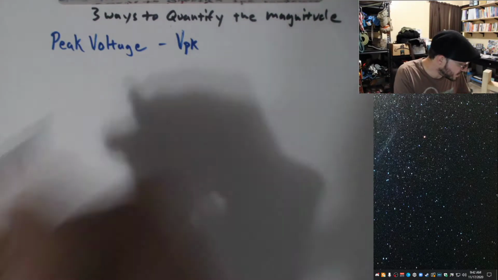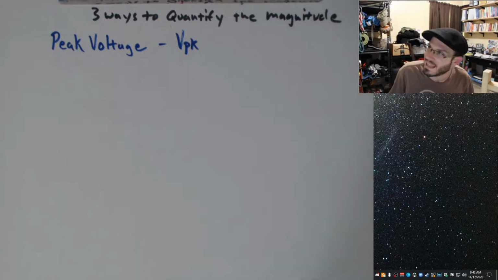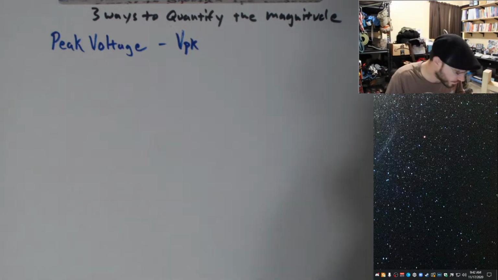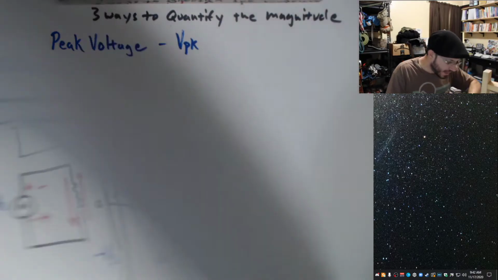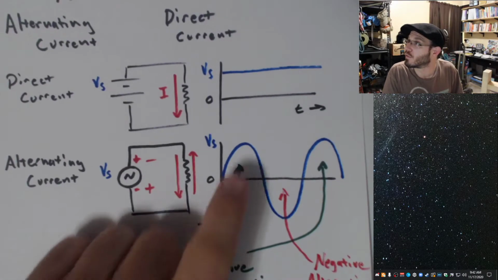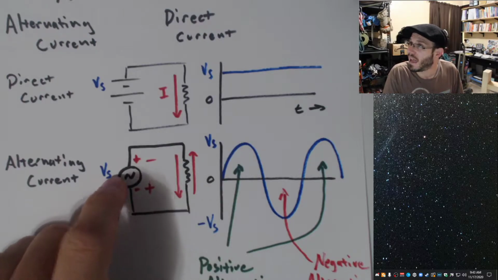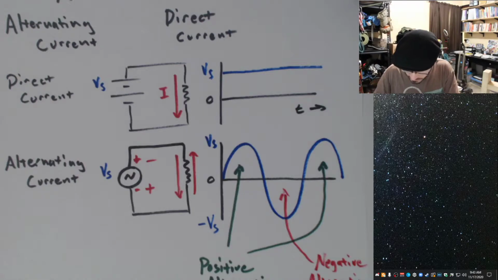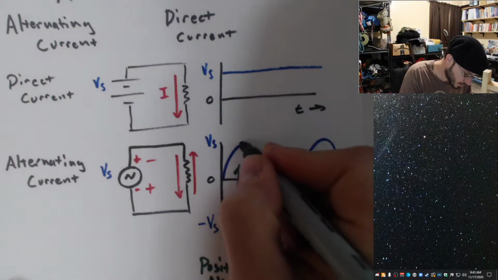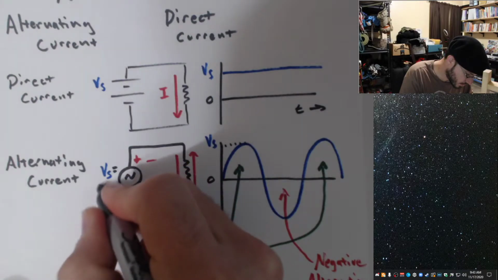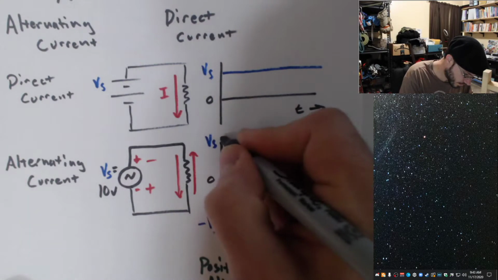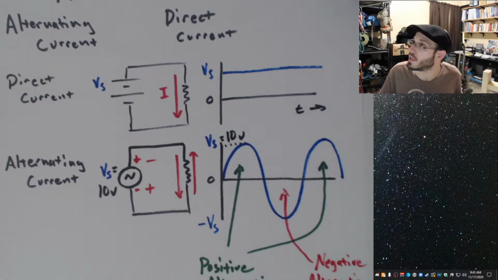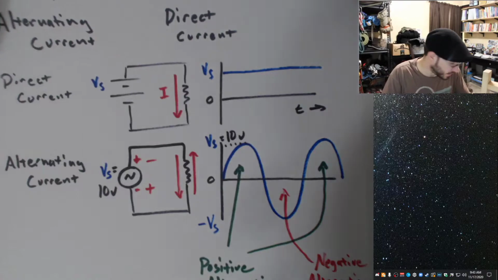Okay, so the first was the peak voltage. The peak voltage would be the highest voltage that the AC actually reaches. In fact, that's how we described it over here. V sub s, if this was 10 volts, it means we go up to 10 volts. So that's definitely one way we could do it, and we would refer to that as the peak voltage.